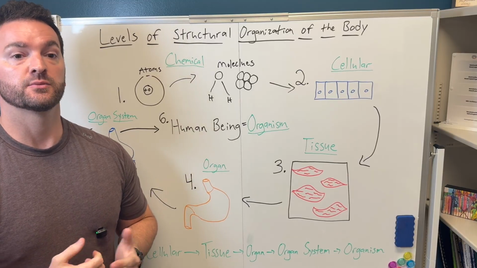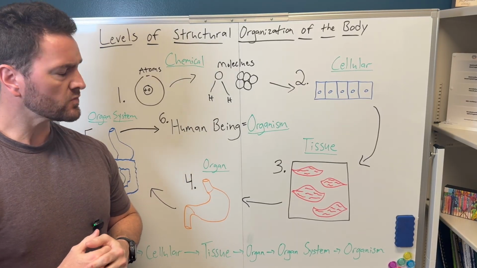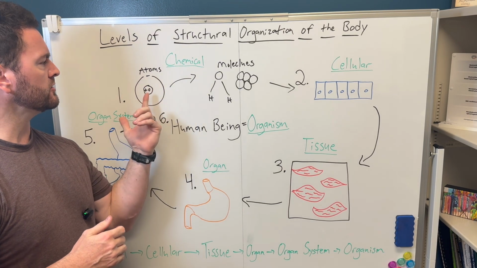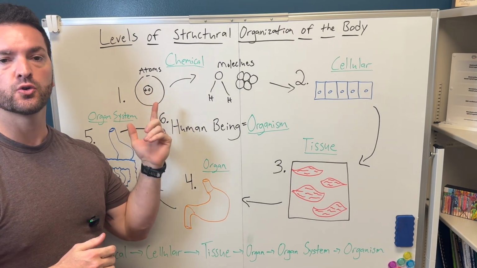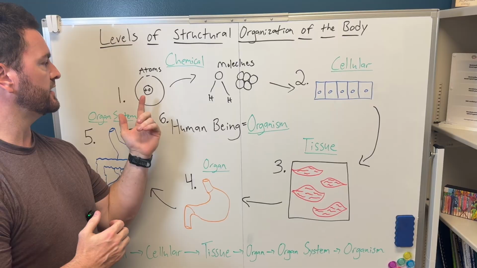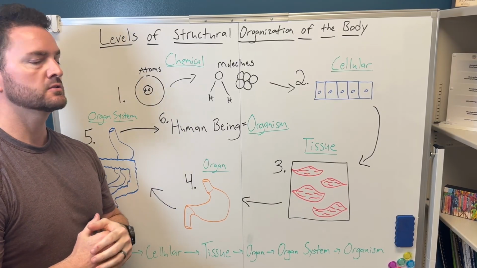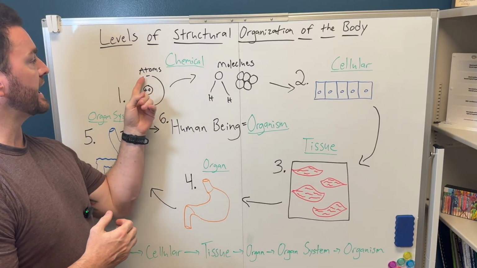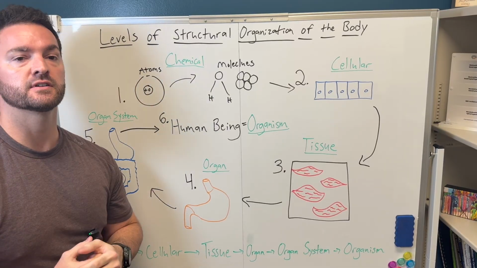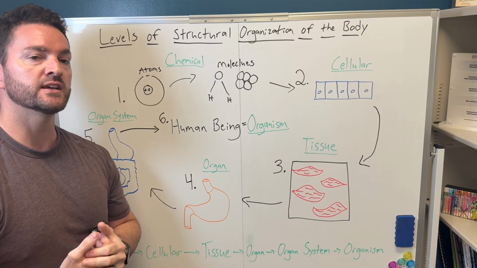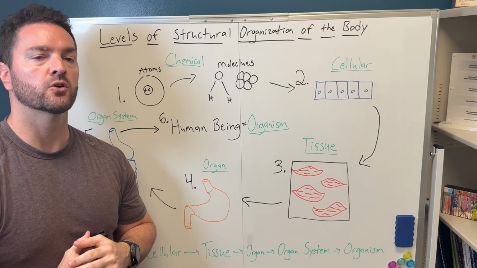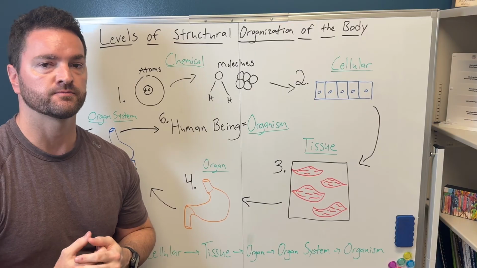An atom is the building block of all matter. An example of an atom is right here. So an atom has a central nucleus. That nucleus is going to have a positive proton, a neutral neutron, and on the outer ring right here, a negative electron. So those all three things are considered subatomic particles. That's what makes up an atom.